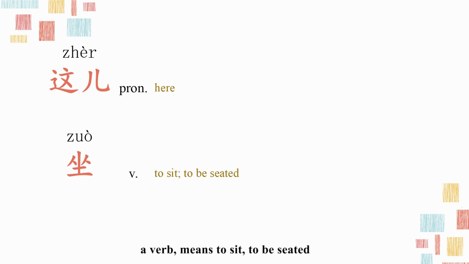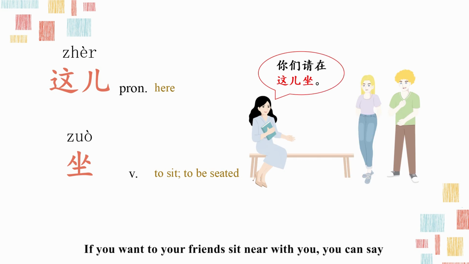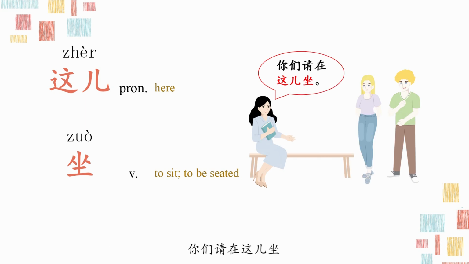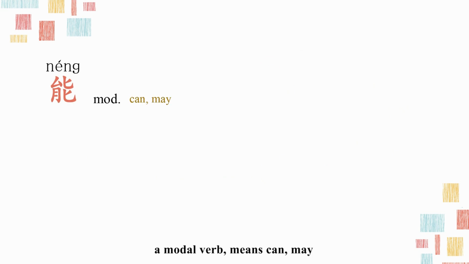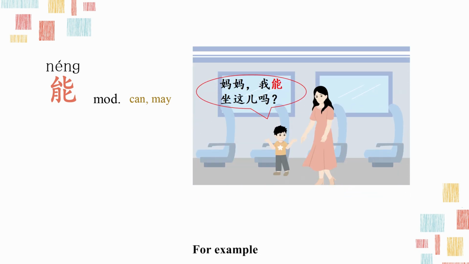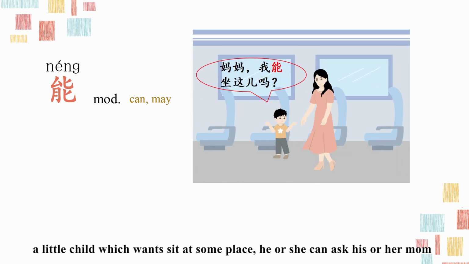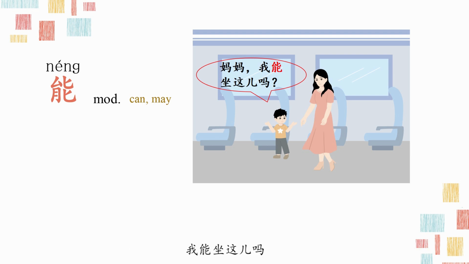坐、 A verb means to sit, to be seated. For example, if you want your friends to sit near with you, you can say, 你们请在这儿坐。 sit here, please. 能、 A modal verb means can, may. For example, a little child which wants to sit at some place, he or she can ask his or her mom, 我能坐这儿吗？ can I sit here?